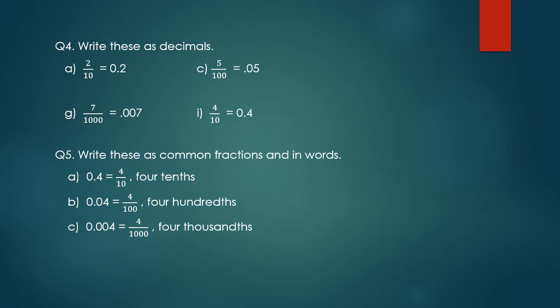This is 0.04. Now see, we are having two digits after the point. So we have to write 2 zeros in the denominator. So we will write it as 4 upon 100. And in words, we'll write it as 4 hundredths. Now see the C part. C part is 0.004.